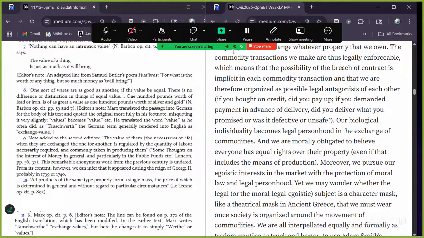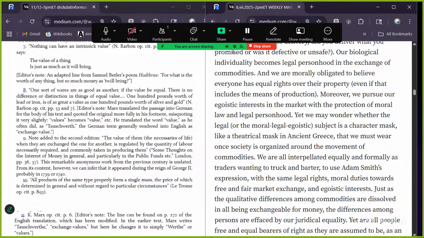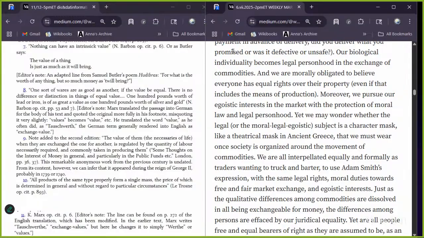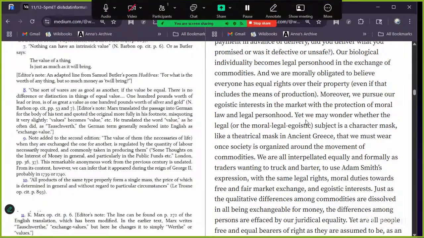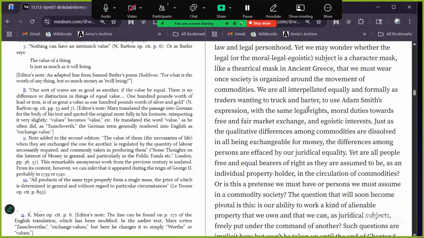We are all interpellated equally and formally as traders wanting to truck and barter, to use Adam Smith's expression, with the same legal rights, moral duties towards free and fair exchange, and egoistic interests. Just as the qualitative differences among commodities are dissolved in all being exchangeable for money, the differences among persons are effaced by our juridical equality. Some people resist that, hence that's why we have lawfare.